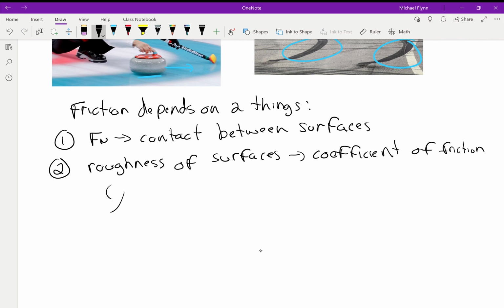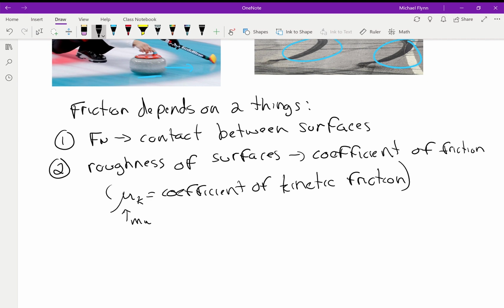I'll put it in brackets. This is a Greek letter, it's mu, and we put a little k next to it. This is equal to the coefficient of kinetic friction, that's what the k is for. In physics, we use mu k for the coefficient of kinetic friction, which is a measure of how rough the two surfaces are.